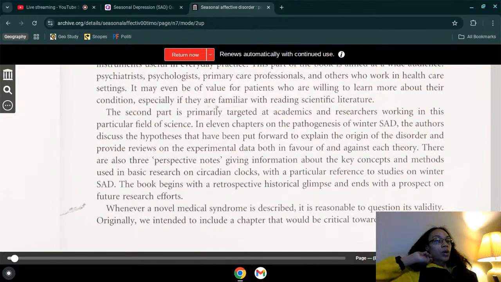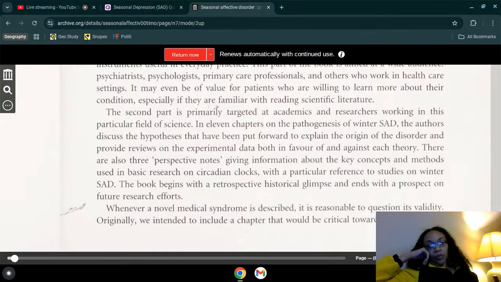The second part is primarily targeted at academics and researchers in this particular field of science. In 11 chapters on the pathogenesis of winter S.A.D., the authors discuss the hypotheses that have been put forward to explain the origin of the disorder and provide reviews on the experimental data, both in favor of and against each theory.